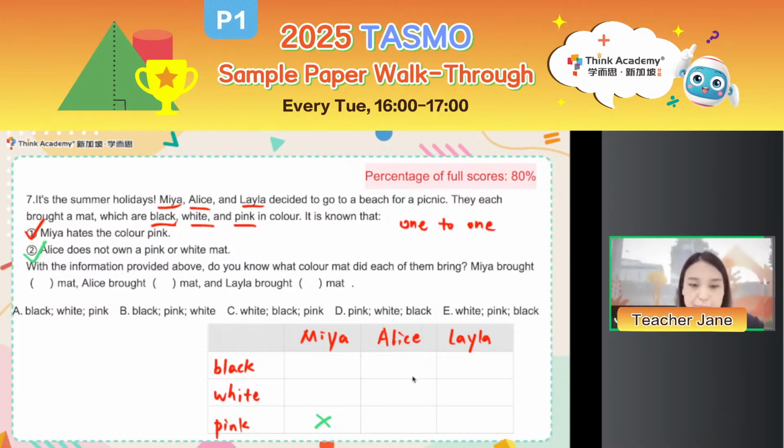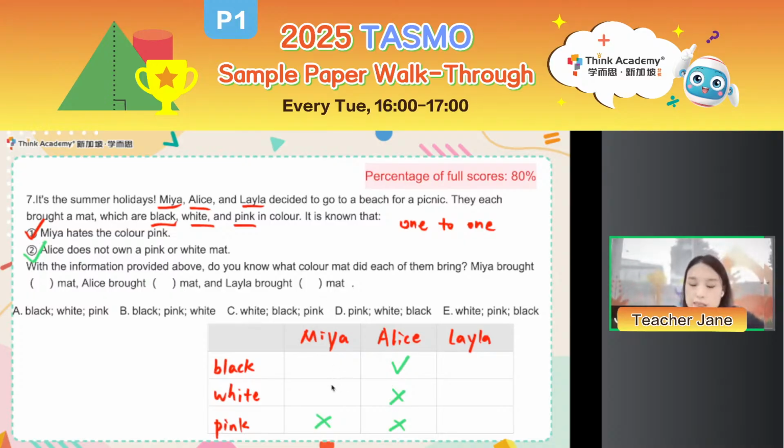Alice does not have pink or white. Does not pink. Does not white. Then that means which one Alice chose? Can you type in your chat box? Type in your chat box, please. Yeah, that will be black, right? Because there are only three colors. If she didn't choose the white nor pink, then that means she must choose the black one, right?